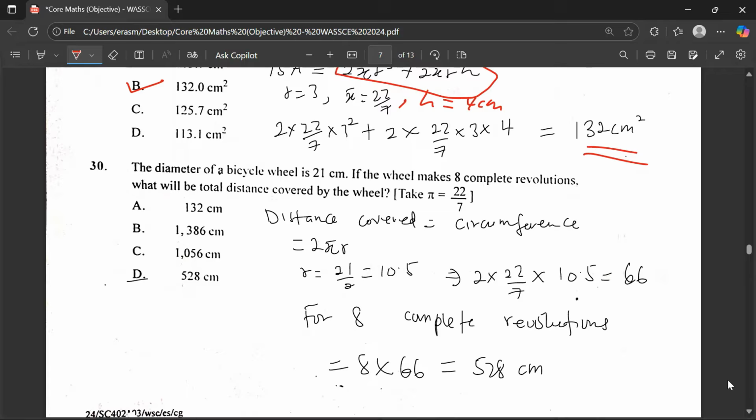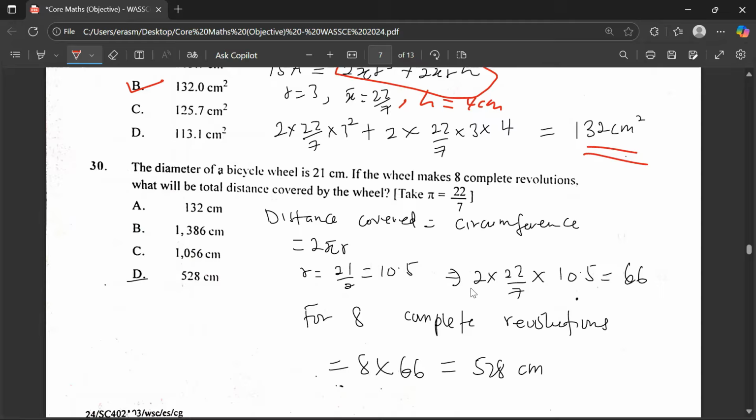Now, the diameter of a bicycle wheel is 21 centimeters. If the wheel makes 8 complete revolutions, what will be the total distance covered by the wheel? Now, the distance covered is equal to the circumference. Now, the circumference of the wheel, which is circular, is 2 pi r, right? Now, r is diameter over 2, right? So 21 on 2, that is 10.5.